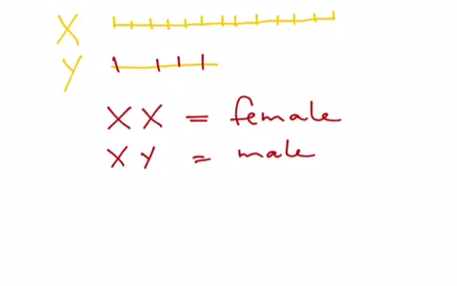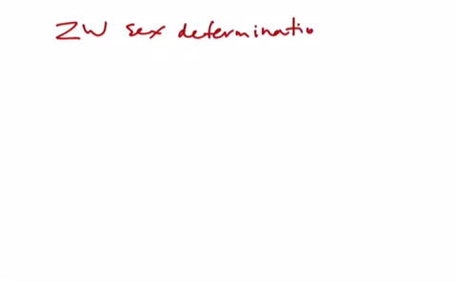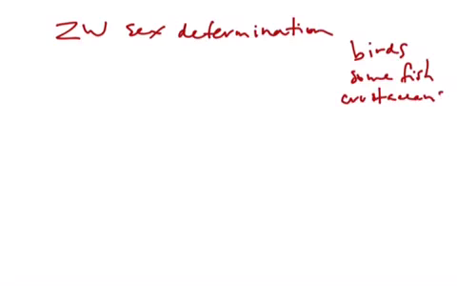Now, in some species, there's a slightly different system at work. This different system is called the ZW sex determination system. It's very similar to the XY system, except it's kind of reversed in some ways. This system tends to be seen in species such as birds, some fish, crustaceans, some insects, and some reptiles. So it's only seen in some species.